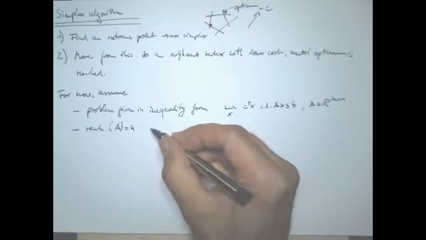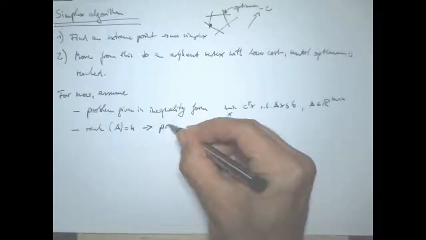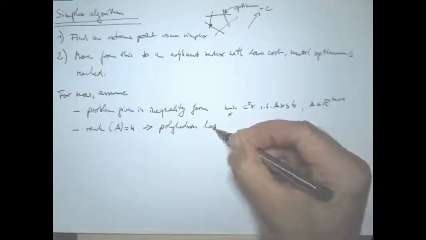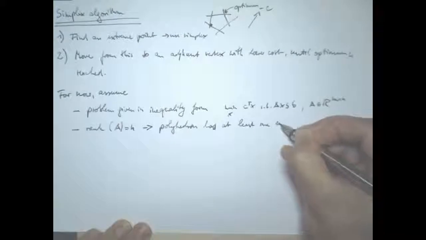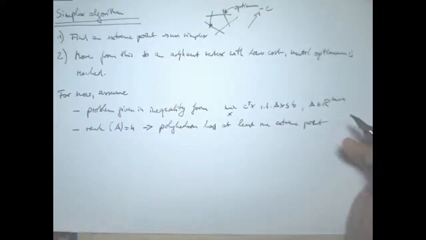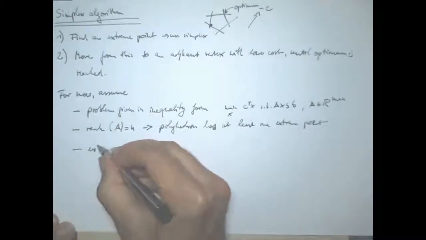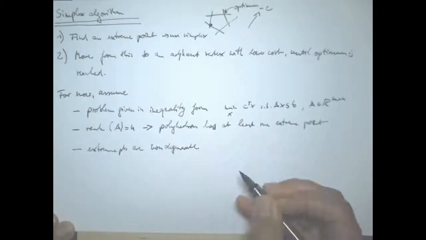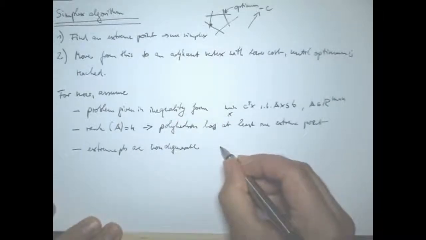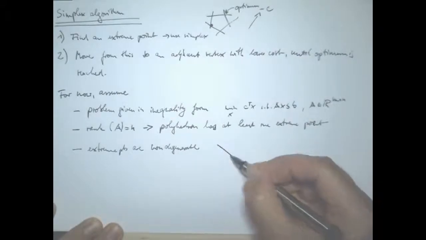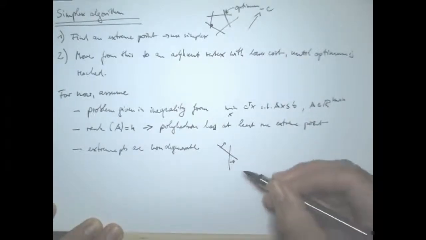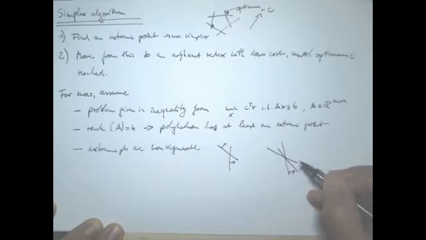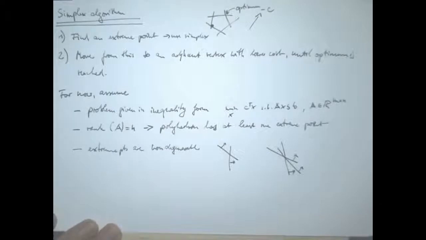I'm assuming that the rank of A is n. So this implies the polyhedron has at least one extreme point. I assume the extreme points are non-degenerate. By that I mean, let's say in the above example, this would be a non-degenerate case. That would be a degenerate one. So multiple inequalities that define the same subspace.